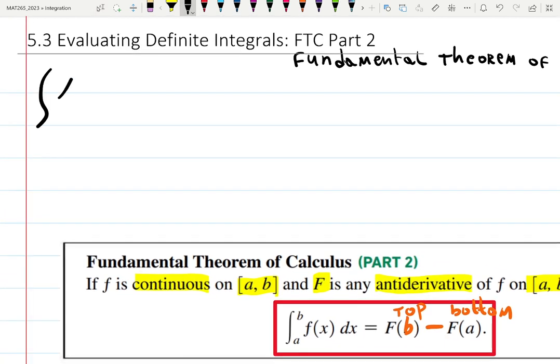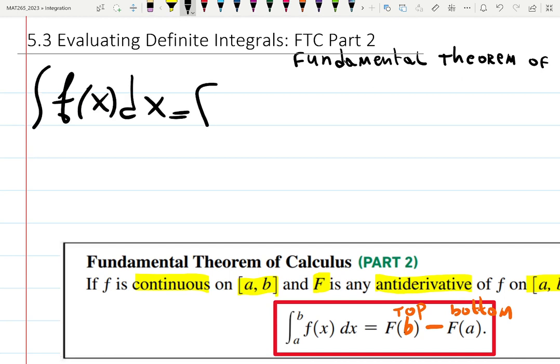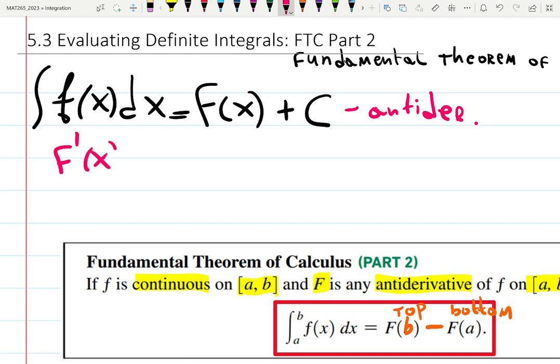Comparing to what we learned before, the integral of f of x dx has an antiderivative called capital F of x. But then you add c, because we have a family of antiderivatives. So antiderivative means what? When you differentiate this capital F plus c, it gives you small f. That's the definition.